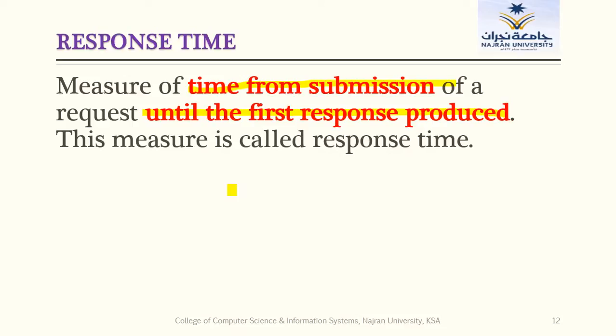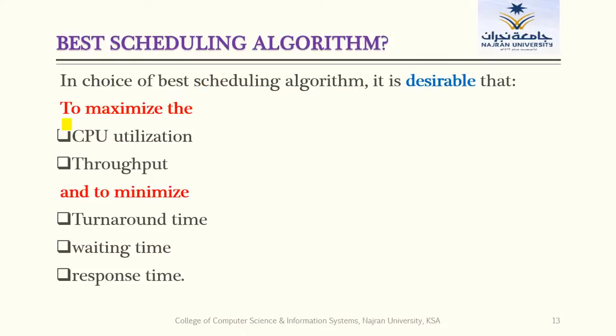But what is response time? When you went there and waited in the queue, after 5 minutes you reached the counter, the salesman, to give your order. That is your response time, the first response. So this is the fifth criterion that we need to keep in mind whenever we are selecting any algorithm for scheduling. Now you understand we have five different criteria.